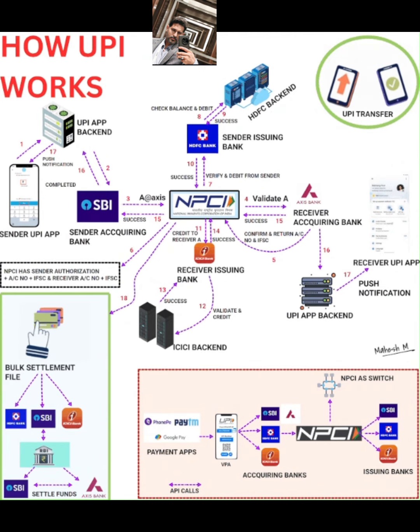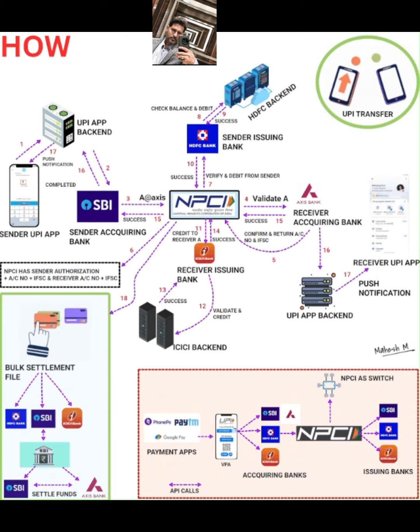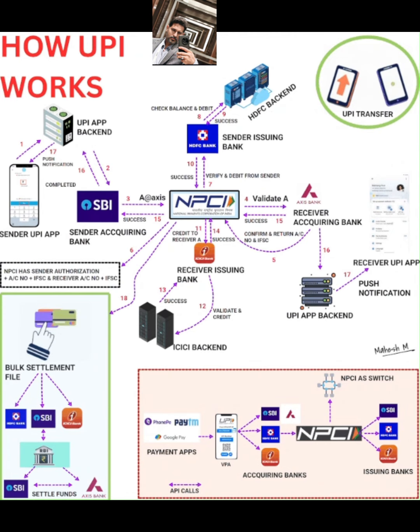NPCI now sends the request back to the sender acquiring bank. The sender acquiring bank then connects to the sender issuing bank, where your money is. It sends a request to verify and debit the amount from your account. This is where you might enter your UPI PIN. If the PIN is correct and funds are available, the sender issuing bank debits the money from your account and sends a success message back to the sender acquiring bank.